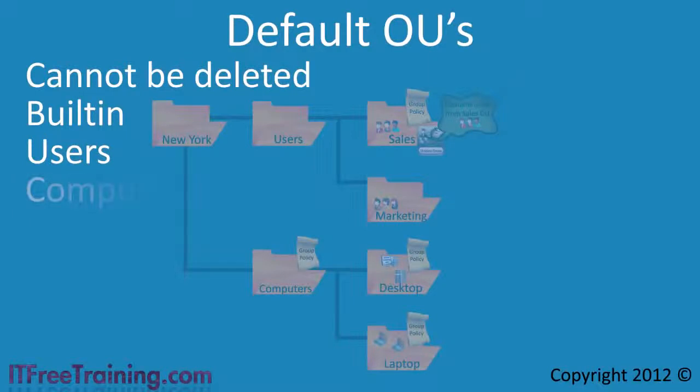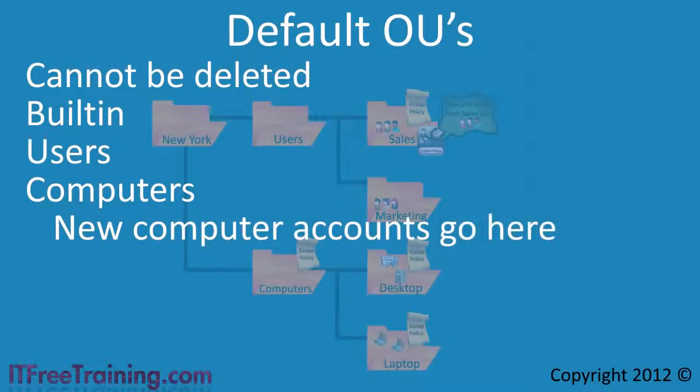The next OU is the Computers OU. When you add a computer to the domain, the computer account for the computer is put in this OU. Like the other OUs, group policy cannot be applied to this OU, so you are more than likely going to move the computer account to another OU after it has been created.